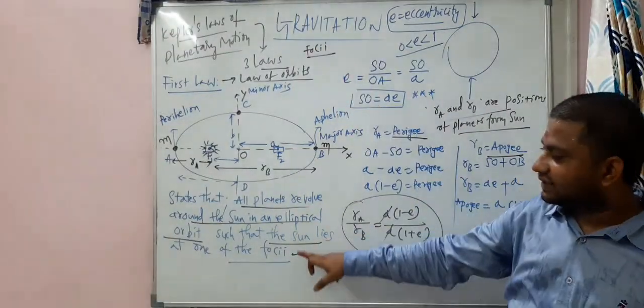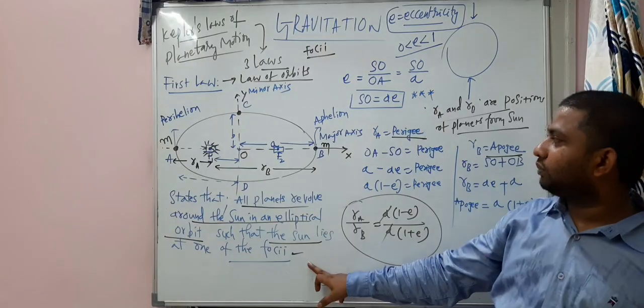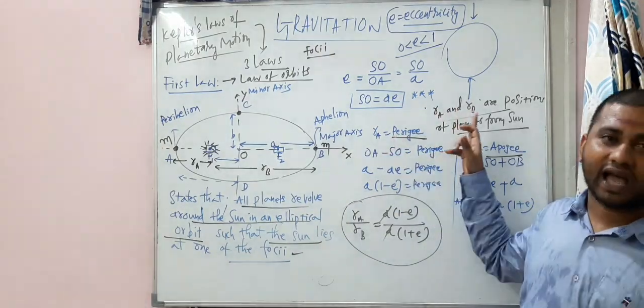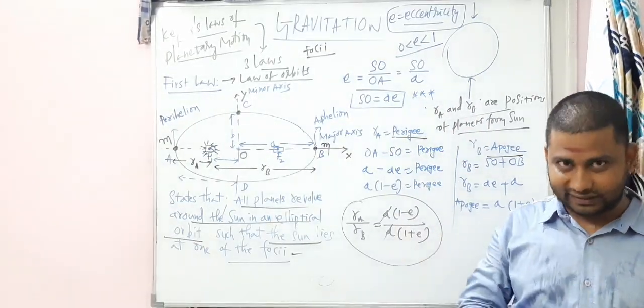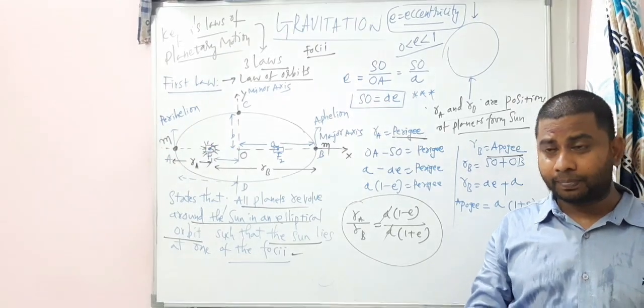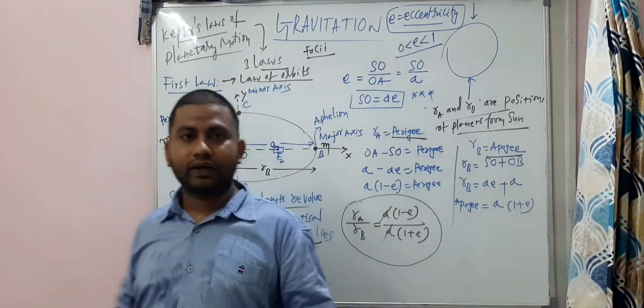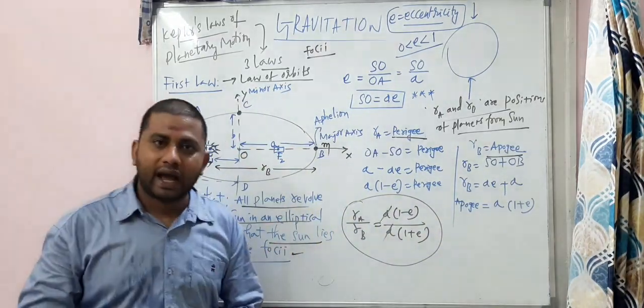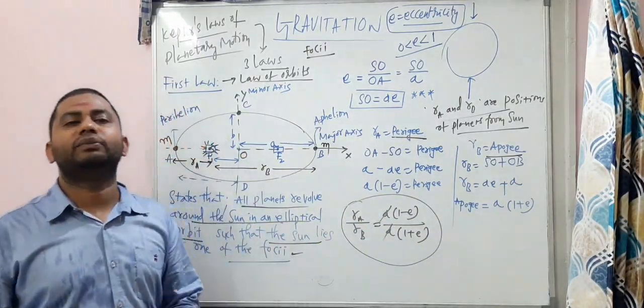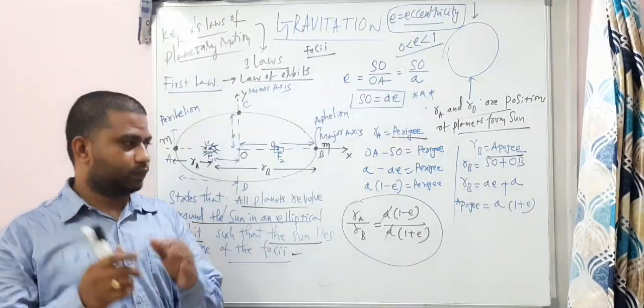After that, according to the statement, we discussed the perigee and the apogee distances. After that, we did the ratio of perigee to apogee. Alright, so this is about the first law. And Kepler's second law we will be discussing right now.